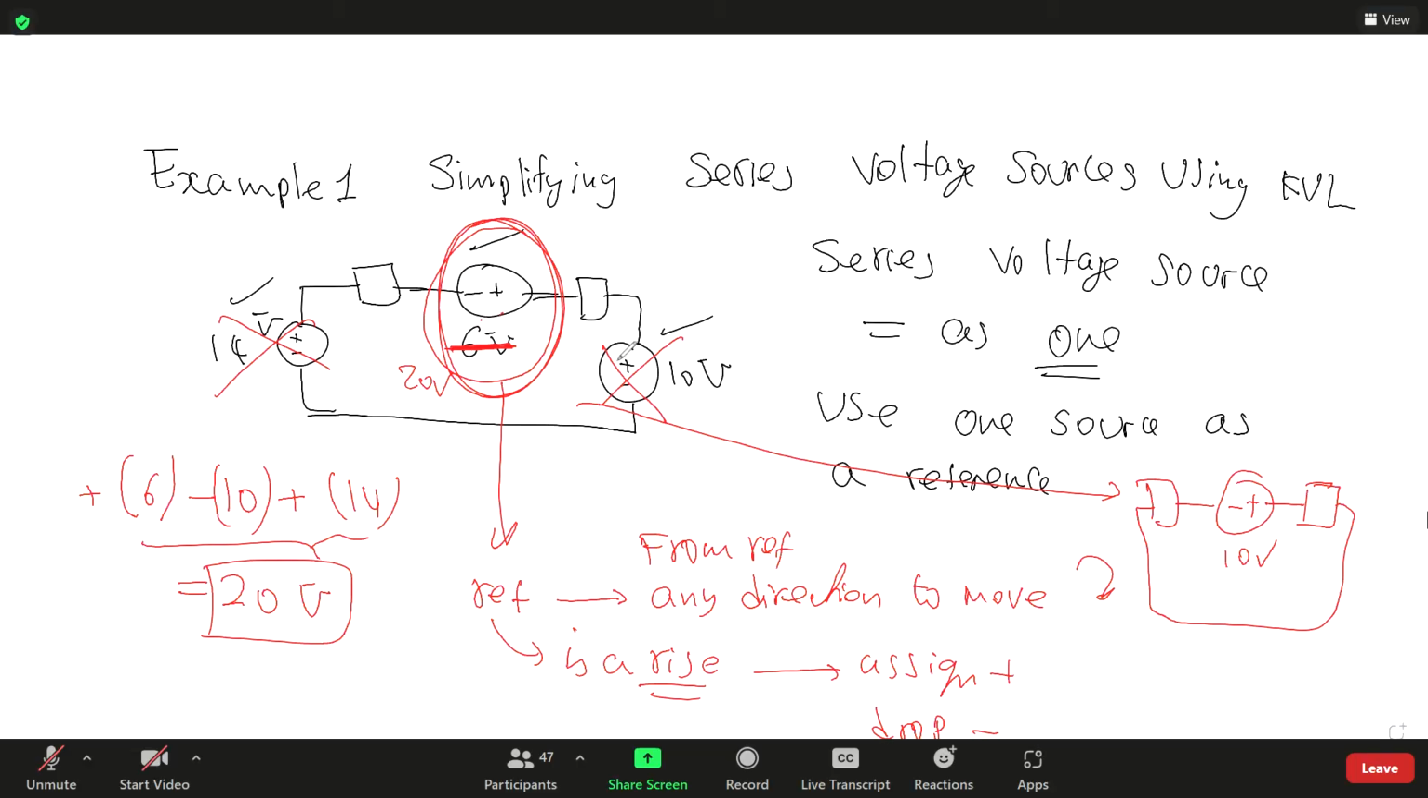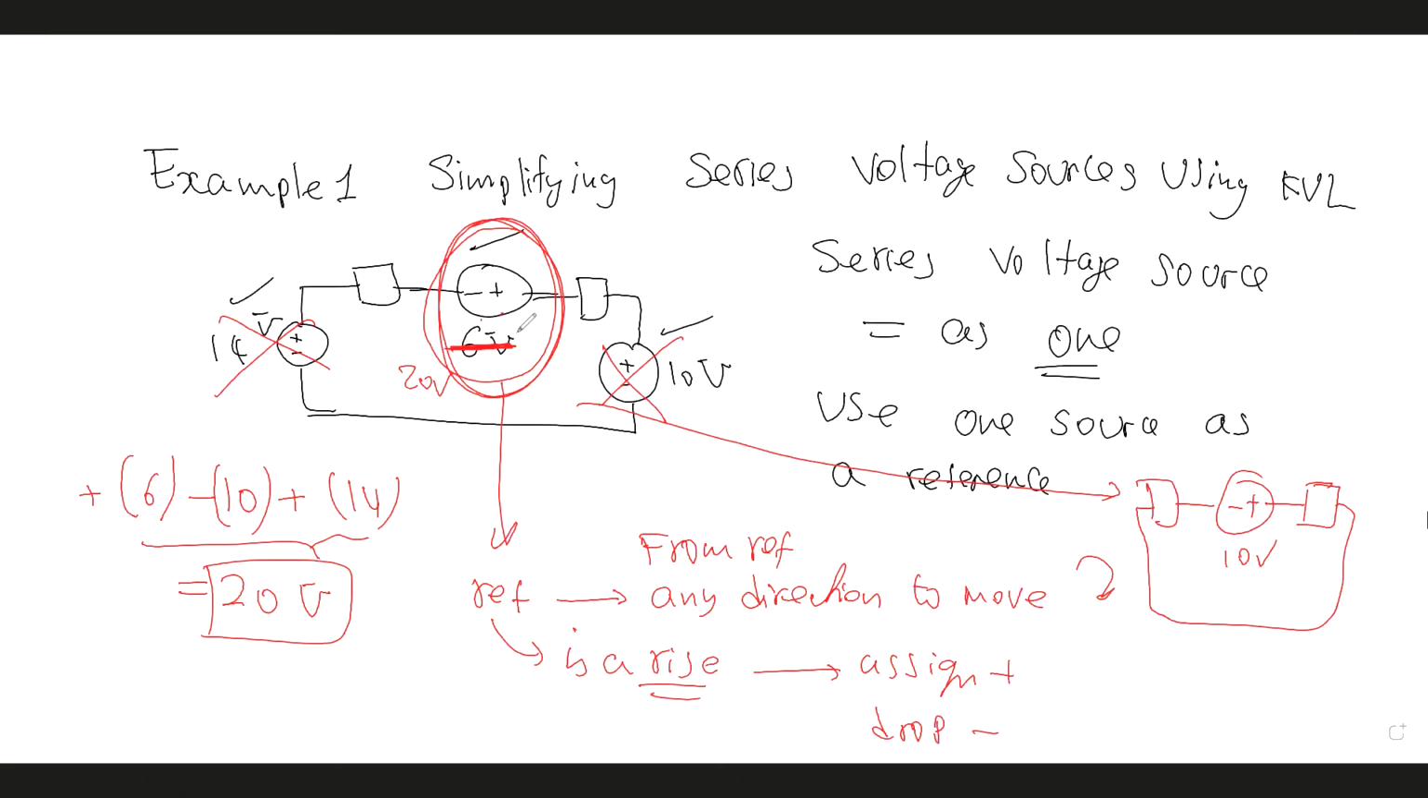And then you keep moving. So you have a rise. This is your reference location. Any rise, you put plus in front. Any drop, you put minus in front. This is the way you simplify according to KVL. So you have 6 volts. This is a drop, minus 10. This is a rise, plus 14. And then you simplify the number. You have 20 minus 10 equal, oh, sorry, 10 volts. Yeah, 20 minus 10 is equal to 10 volts.